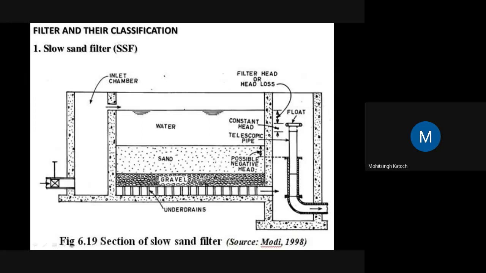So this is a diagram of slow sand filter. We can see there is an inlet chamber at the left. Water enters in this inlet chamber. Then from the top opening, water enters into this filter tank.